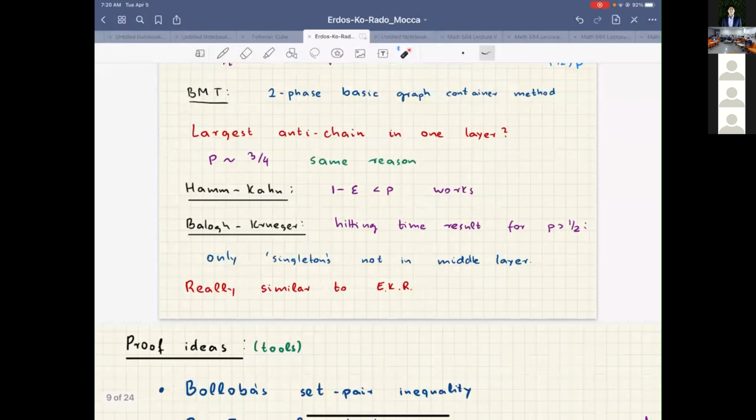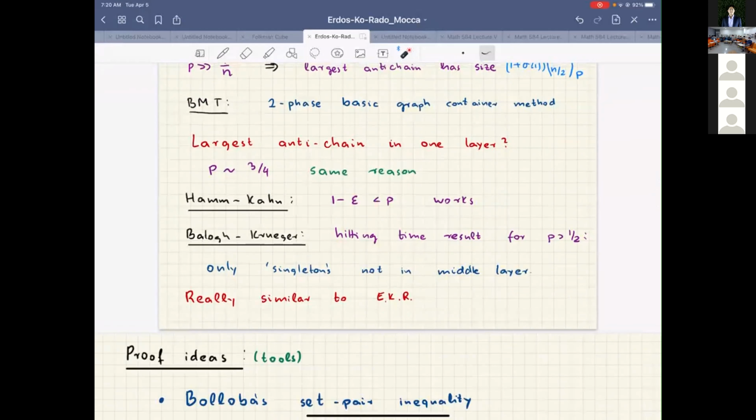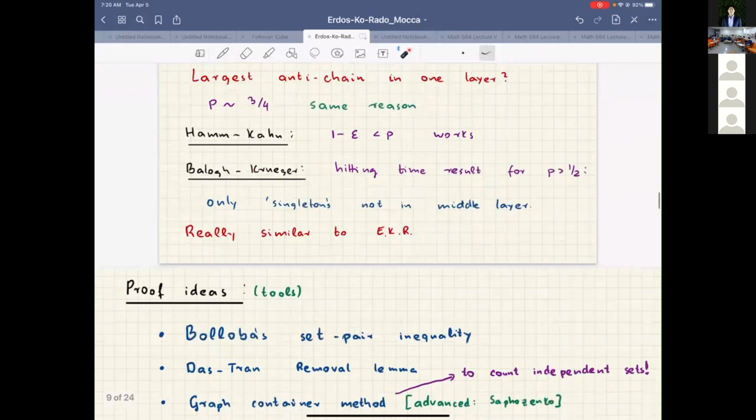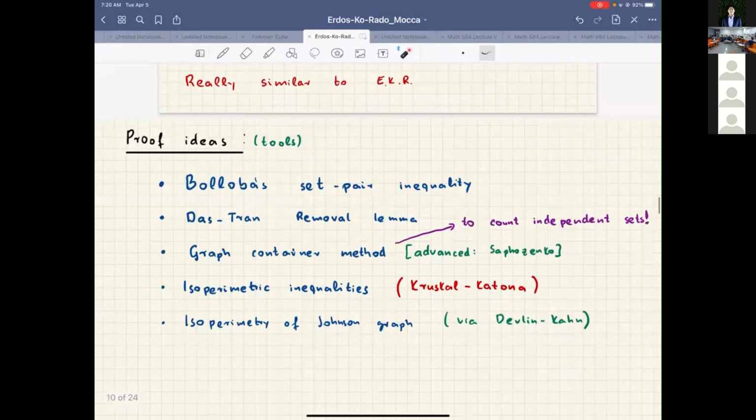So the surprising thing is that this problem looks really similar to the random version of the Erdős-Ko-Rado, the vertex random version. So one would think that the same method would work. And actually, we were also thinking that it works, but for some technical reasons, it actually doesn't work. So the previous question is still open.